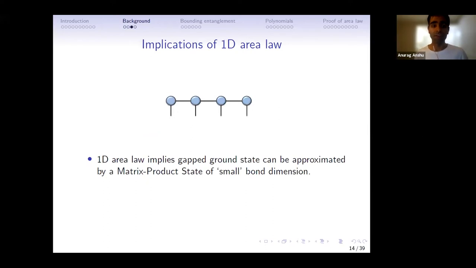is that the 1D area law ensures that these ground states have a very nice and simple structure. And this structure comes from what is known as a matrix product state. So these results show that these ground states can be approximated by something that looks like this. It's not important for the talk, but for those who know about this already, let's recap. This is a matrix product state, more or less, with a small bond dimension.